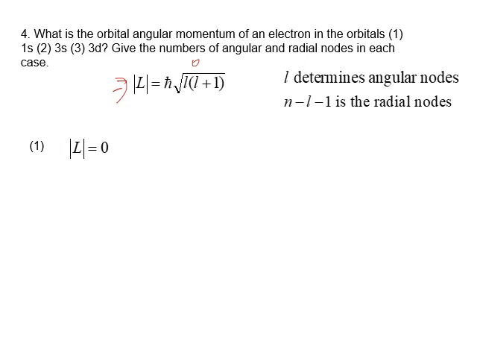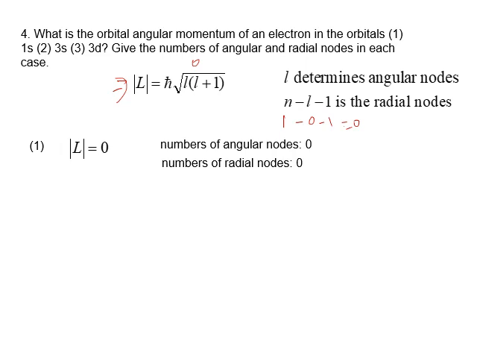So how many angular nodes? Well, L equals 0, so there are no angular nodes. How many radial nodes? The principal quantum number is 1, minus 0, minus 1, which is 0. So for the 1s orbital, there are no angular nodes and no radial nodes.